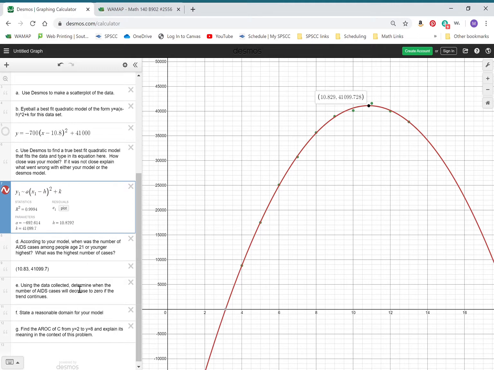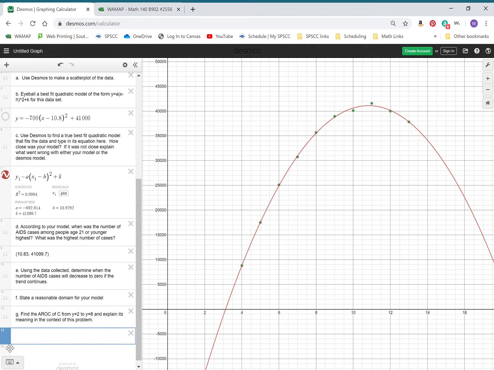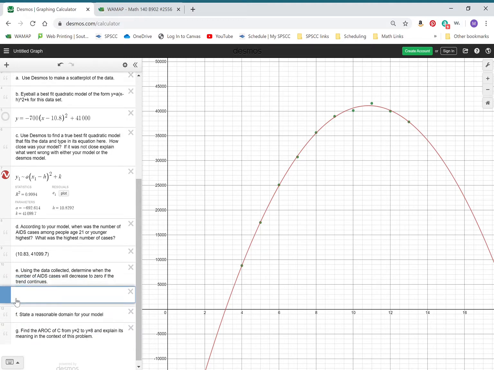Okay, part E, using the data, determine when the number of AIDS cases will decrease to 0 if the trend continues. Okay, so I'm going to show you how to do this in Desmos, but I want to be really clear that on a test, I'll be expecting you to do this by hand. So to do this by hand, you're going to go back up to your equation that you should have typed in. So I'm going to click on my equation up here, but you actually probably should use the one below that's just not typed up.